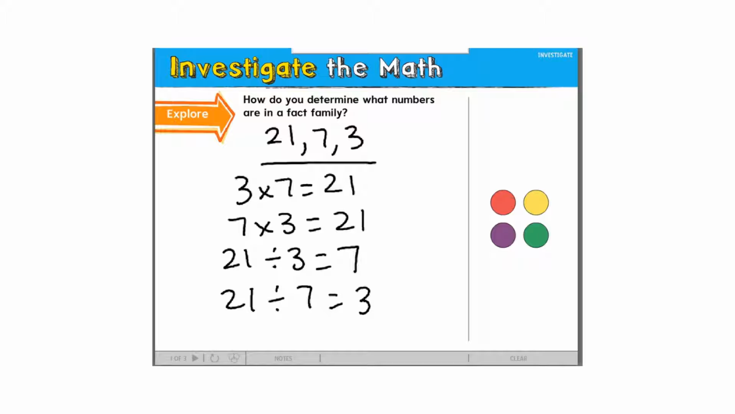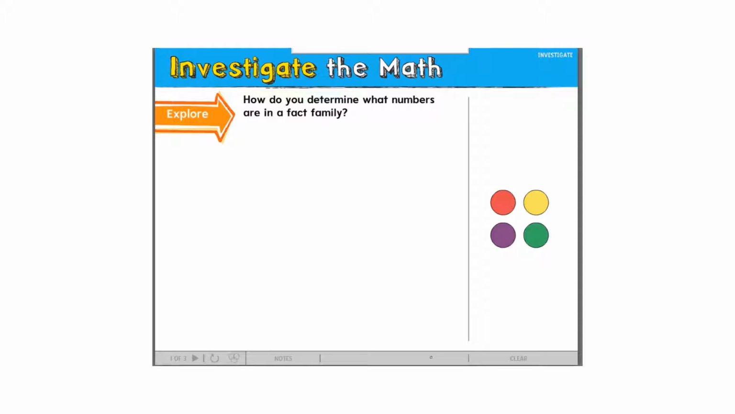So if you know one, then you just flip-flop the other two numbers, right? And that's basically what we're doing. So we're mixing some things up in there. Let's do one more example in your notes. 5, 35, and 7.